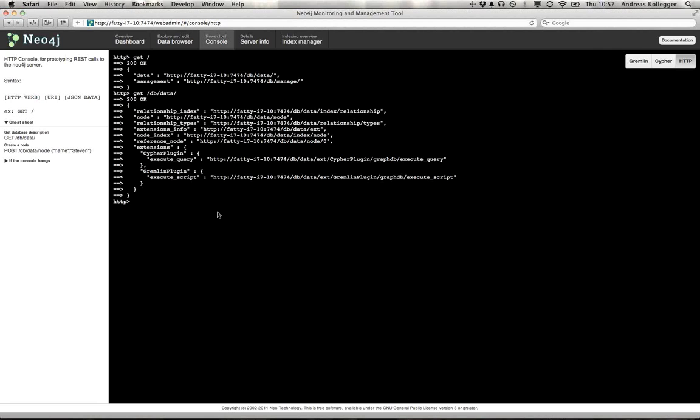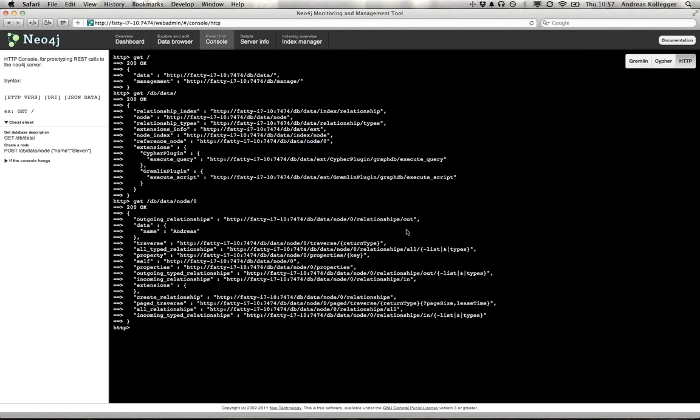We're going to take a quick look at accessing nodes. If we look at DB data, as it says here, node 0 is right there. DB data node 0, look at the reference node. You can look at the outgoing relationships. But of course, this doesn't have any outgoing relationships. It does have incoming relationships, and it explains that the endpoint for getting incoming relationships is that long thing. So DB data node 0 relationships, and then in will show us all the incoming relationships.